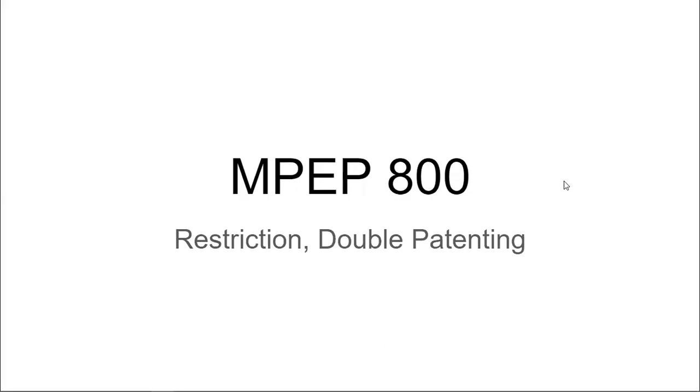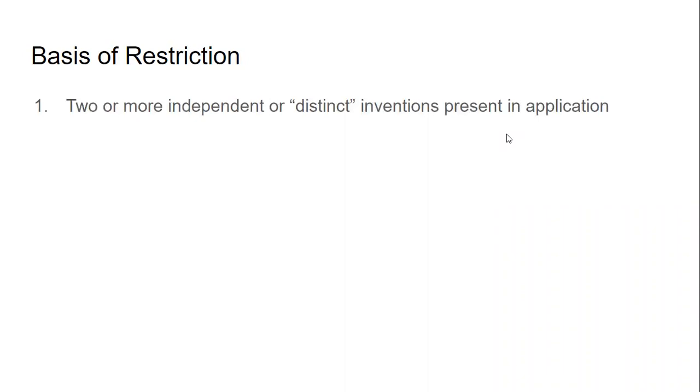Right, so this is going to be a pretty quick review of MPEP 800, which is based on restriction and double patenting. So, starting out with the basis of restriction. The core principle is that when there are two or more independent or distinct inventions present in an application, the applicant must elect an invention for prosecution.